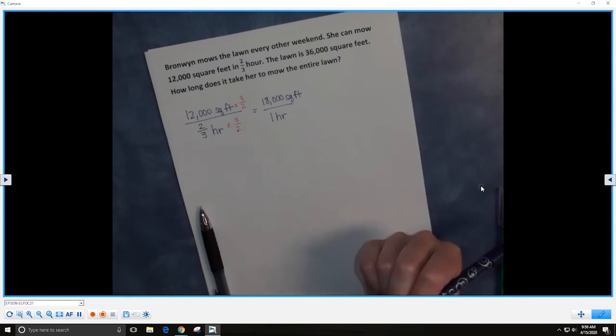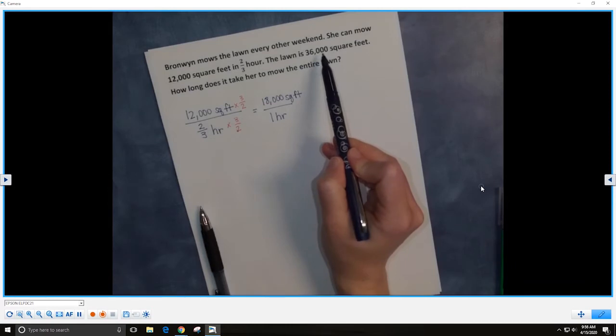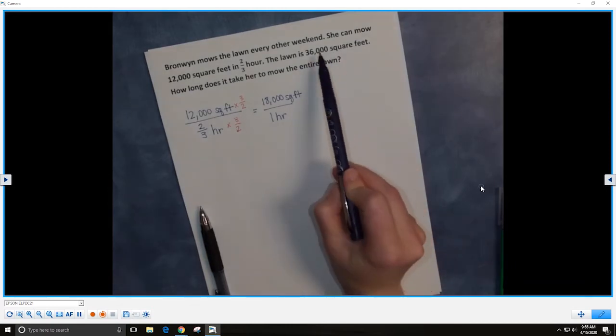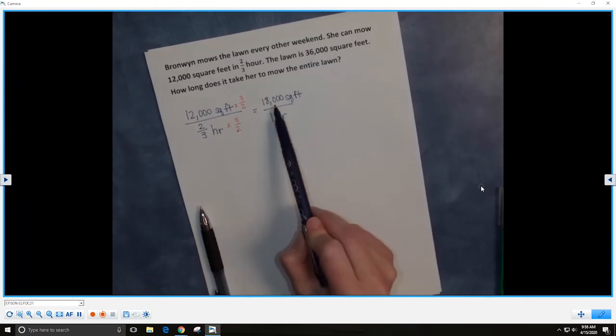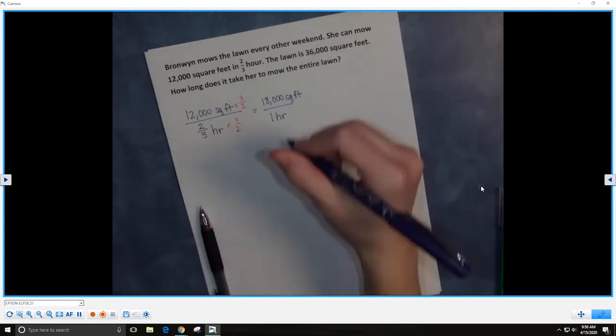So what's our answer? Well, this means that Bronwyn can mow 18,000 square feet in 1 hour. Remember that the lawn is 36,000 square feet. So how long will it take her to mow the entire lawn? Well, 36,000 divided by 18,000 is 2. So it's going to take her 2 hours.